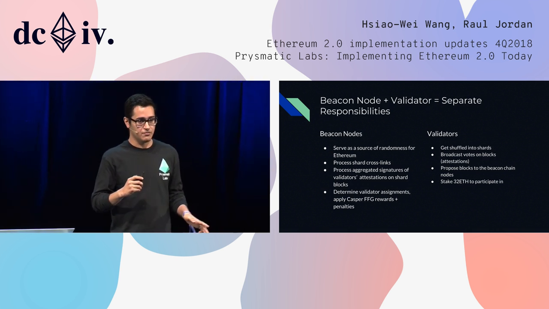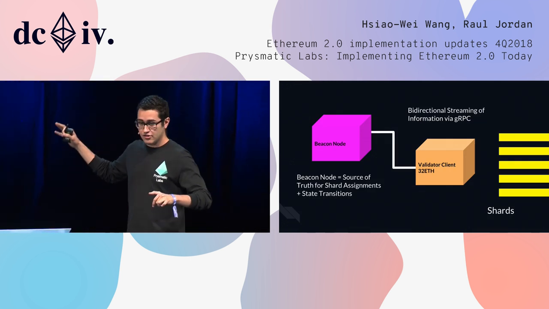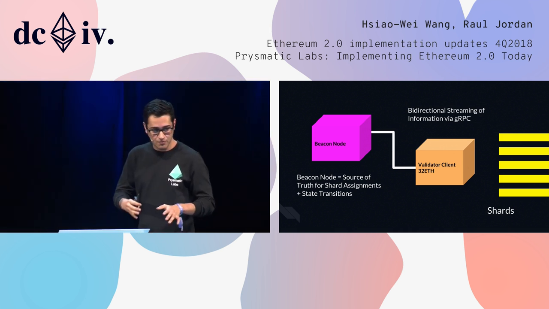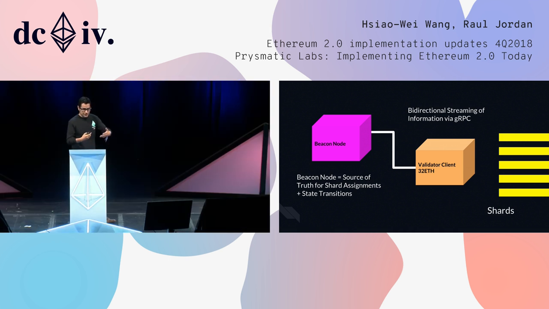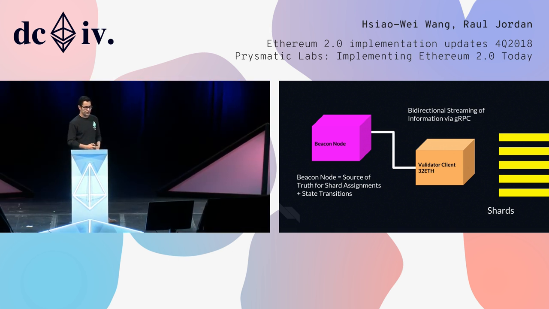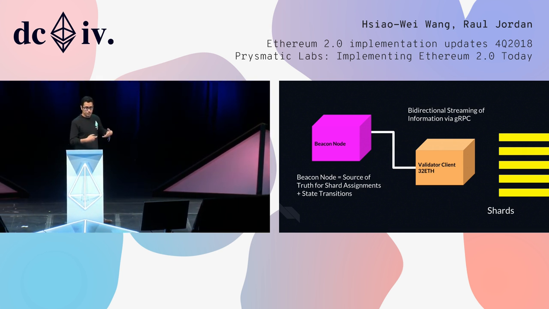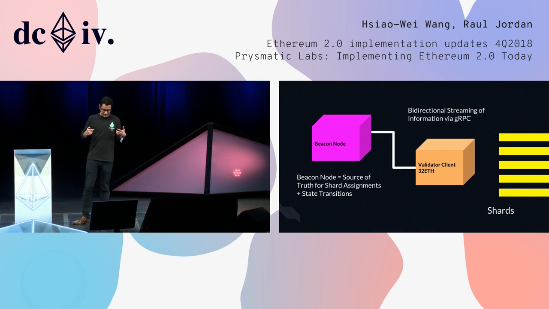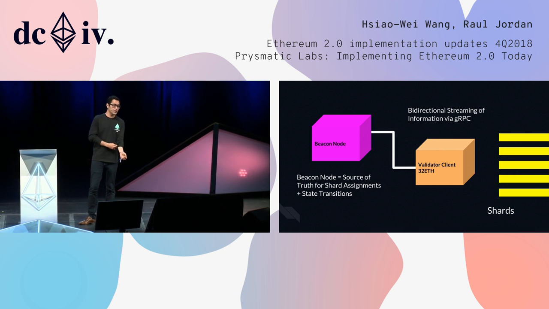And what will this look like from a software architecture perspective? We have a beacon node that serves as a single source of truth for shard assignments, state transitions, and everything that happens in ETH 2.0. Aside from that, you have your validator client, which is your user-facing piece of software. One thing we can imagine is that a beacon node can be something hosted by a provider like Infura. You can run your own beacon node, for example. Staking pool providers can run a bunch of beacon nodes. Ideally, these machines are not going to be as resource-intensive as the ones that we have today.